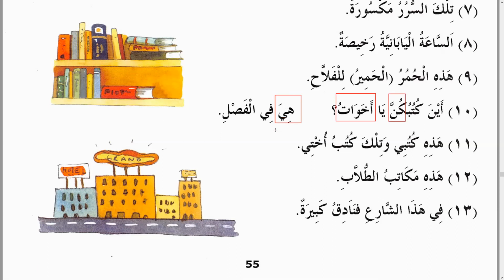Hiya fil fasli. It is not "she" or "it" here because you're talking about kutub, books. The plural of kitab is kutub, right? Hiya fil fasli, they are in the class. So here again we are using the singular feminine. We won't say hum or hunna, right? Here, for "they," we will say hiya.